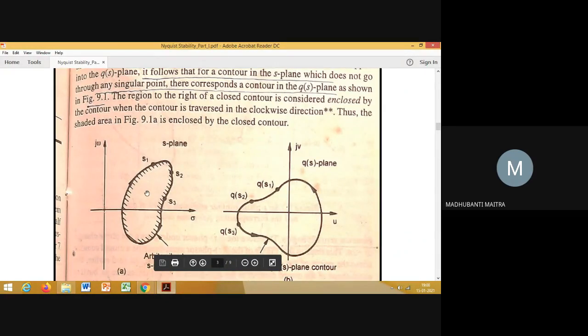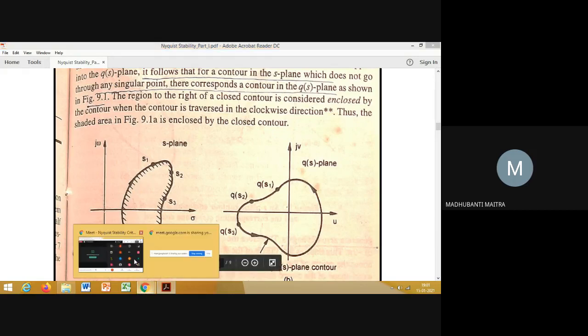Is it clear? Now, in control system engineering, we follow this particular convention. The mathematicians generally follow a different convention, and the convention is something like this. We'll traverse this contour in the anti-clockwise direction, and in the process, we'll try to identify the region lying to the left of this contour. You see, we are getting the same region. And the region which is lying to the left of the contour will be said to be enclosed by the contour.